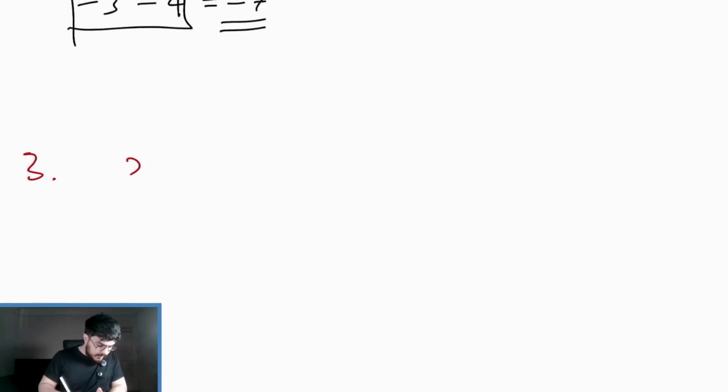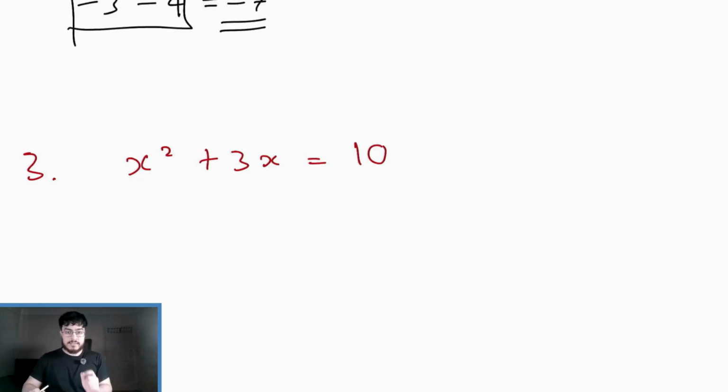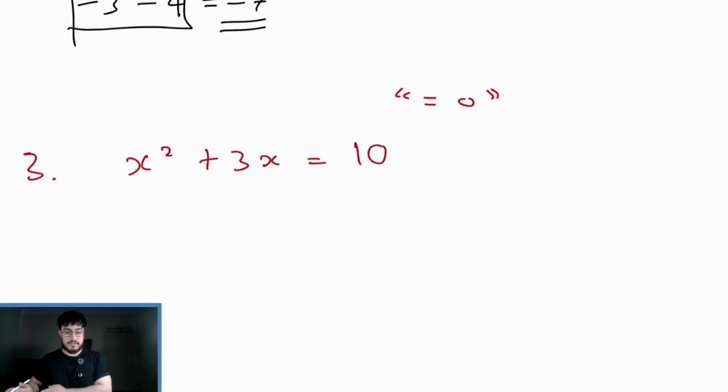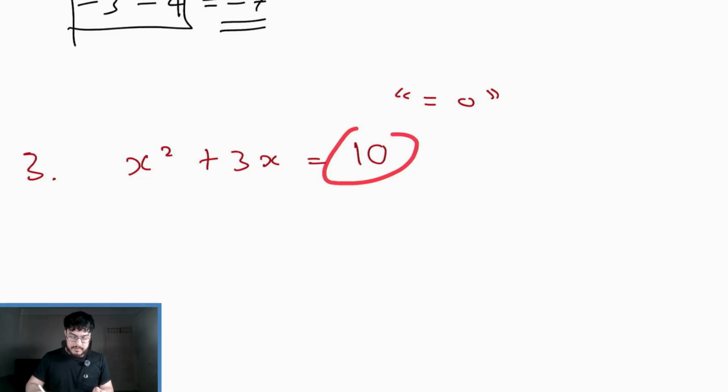So the next example I have is x squared plus 3x is equal to 10. Remember what I said at the beginning. If this equation is not equal to 0, then we need to rearrange it so that it is equal to 0. So this is a quadratic definitely because it has an x squared term, but it's equal to 10. So we want to take this 10 over to that side to make this equation equal to 0.